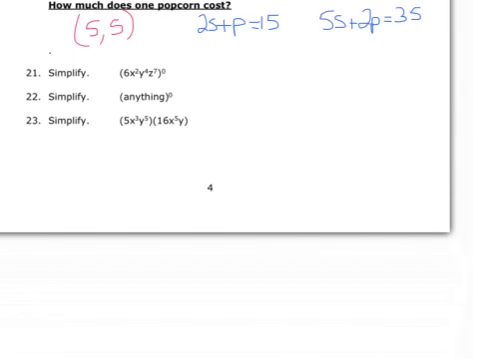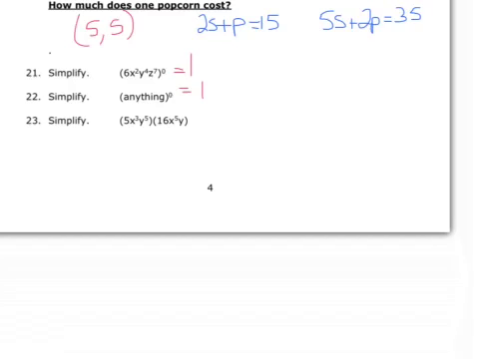Okay, so 21, simplify. We have 6x squared, y to the 4th, z to the 7th, in parentheses. So that's one term. That whole thing is being raised to the 0 power. Anything to the 0 power is going to be 1. So that whole piece equals 1. And in number 22, following the same rule, it's in parentheses, so anything raised to that 0 power is equal to 1.